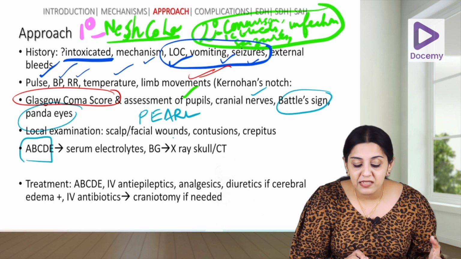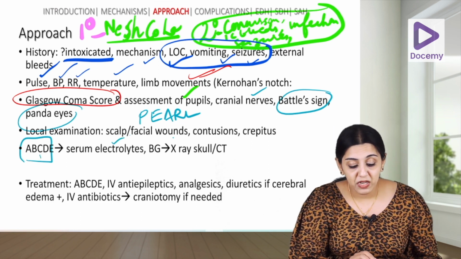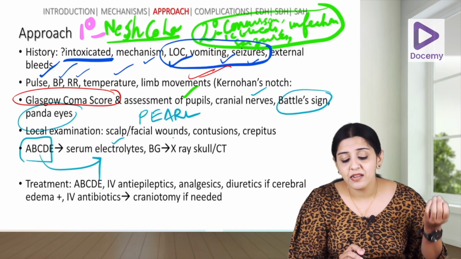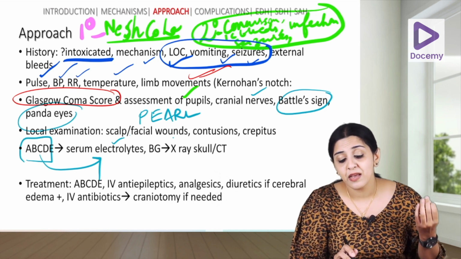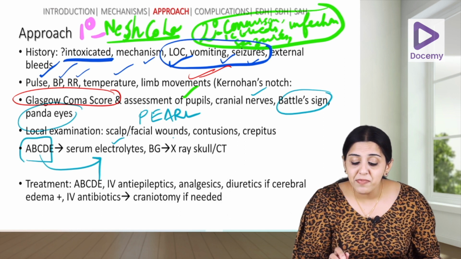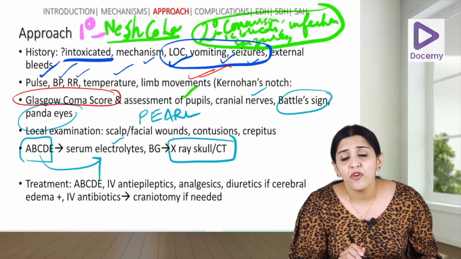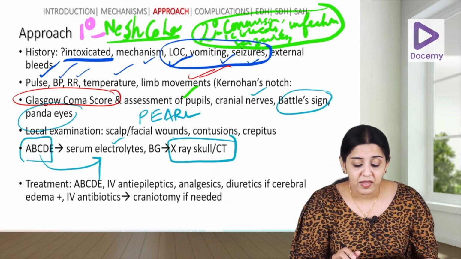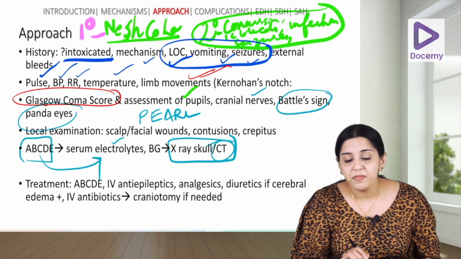And simultaneously, especially whilst maintaining the circulation, while putting an IV line, you can take blood for serum electrolytes, blood grouping, etc. And the minimum investigation you need to do for a suspected head injury is X-ray skull or CT. Most of the things will be evident by a CT.